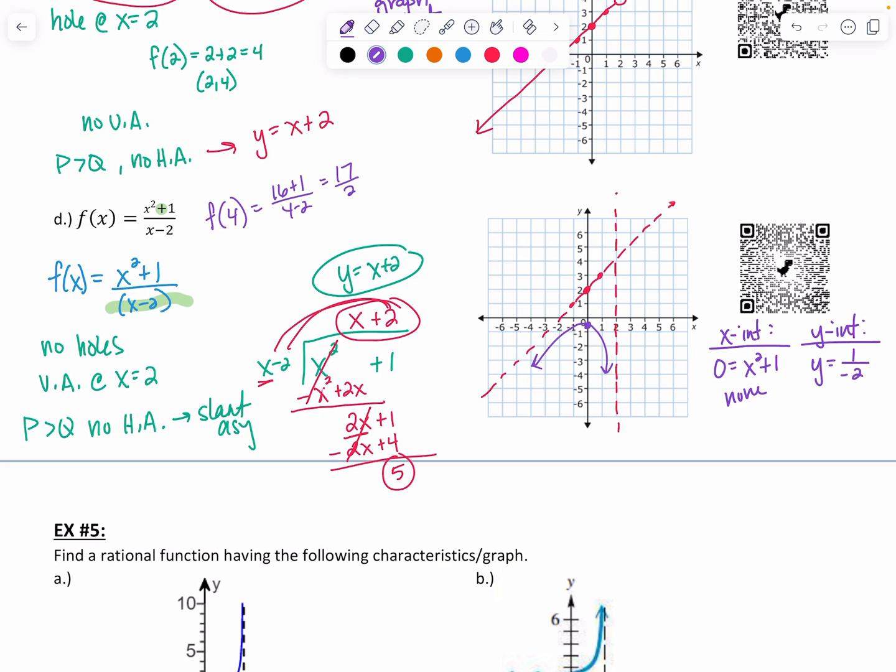Let's see. And then I'm going to go ahead and graph it above my values, making sure that I don't touch my vertical asymptote and don't touch my slant asymptote. The sketch of the graph of the function looks something like that.